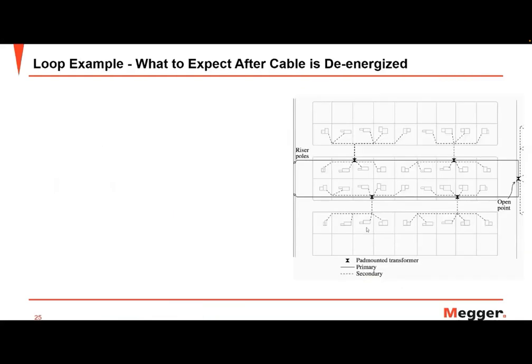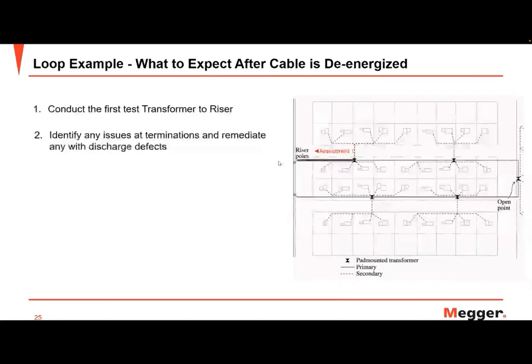So what can you expect after the cable is de-energized? What we've done here is we want to show you just a loop, for experience, of 6 cables from riser to riser going through the neighborhood. And what you can expect is we're going to set up with the van at the first transformer here, and we're going to conduct the first test from transformer to riser. We're going to identify any issues of terminations because they're above ground, and remediate any that have any discharge right there. So we're going to initially remediate any issues right away with any termination issues that we see.